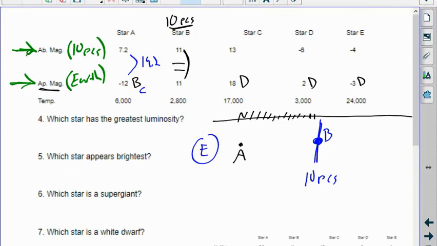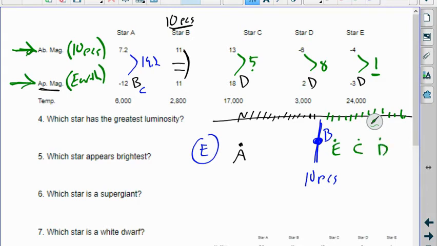And then going out again from here, star C, the difference between 13 and 18 is 5. Star D, the difference between -6 and 2 is 8. And star E, the difference between -4 and -3 is 1. So putting them in order from here, I'm going to go 1 is star E, and then 5 is star C, and then 8 is star D. Okay, so the order is A, B, E, C, D.